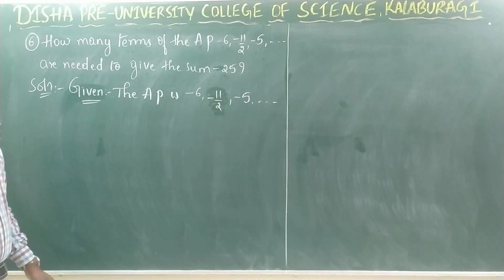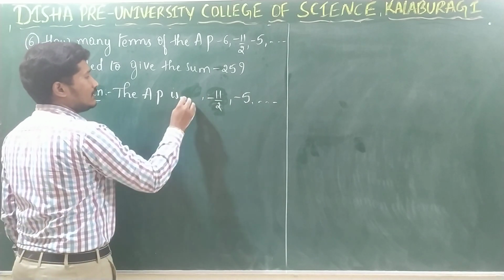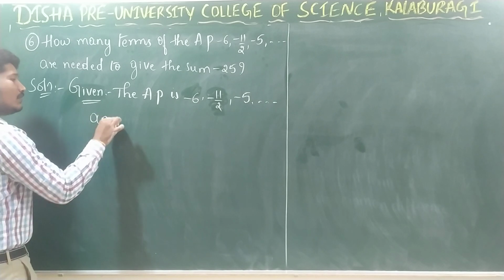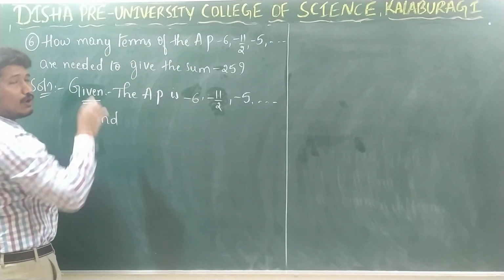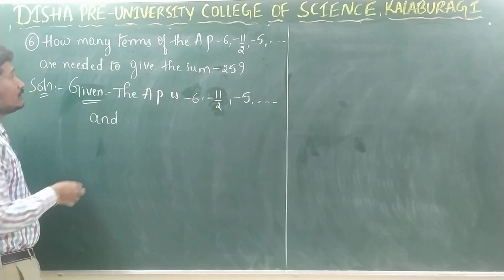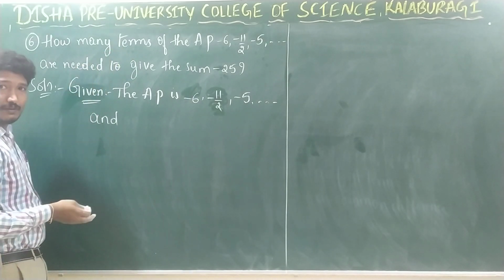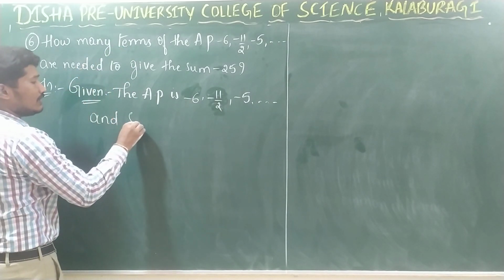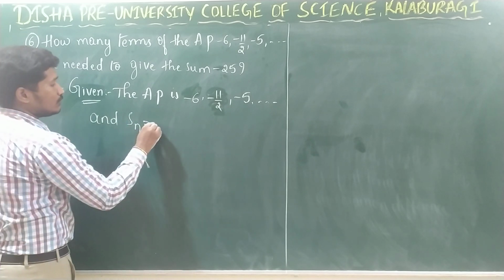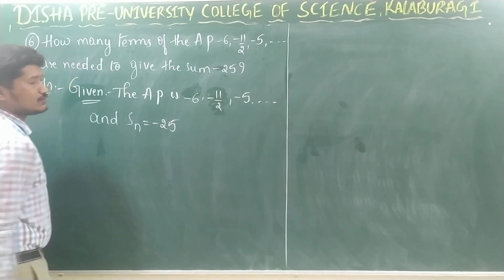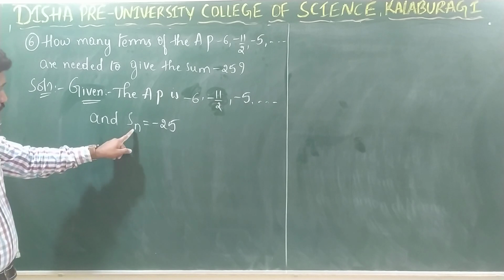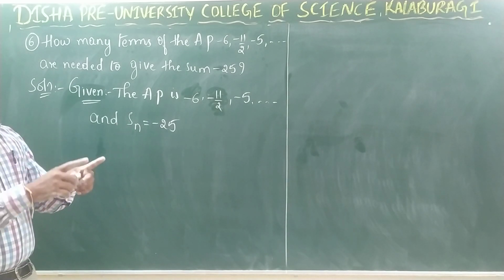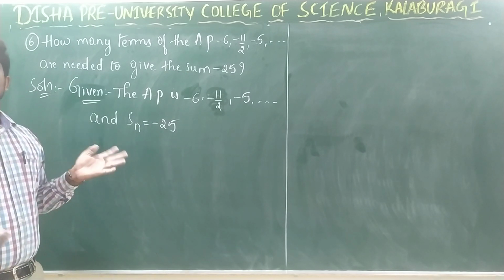So we are given this arithmetic progression, and also we are given one thing, that is the sum of all the terms of the arithmetic progression. We don't know the value of n. That is the thing we have to find out here, right? In general it is represented by Sn. So Sn is given as what? Minus 25. So we have to find the value of n, so that when you add all those terms, your sum must be minus 25.